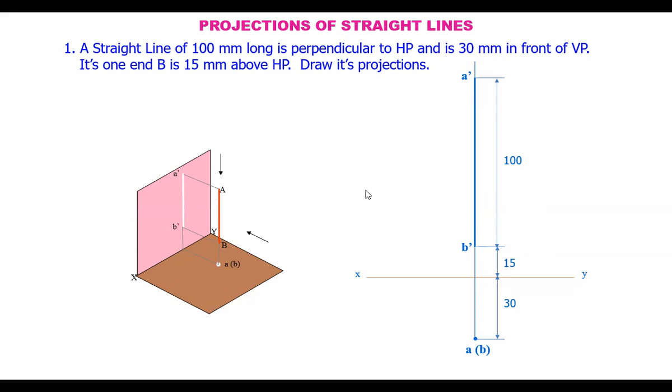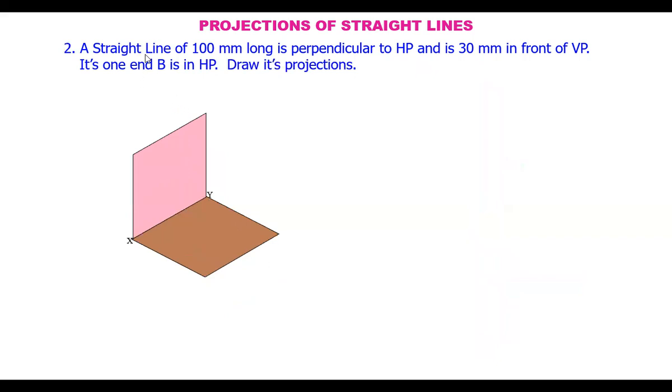Now let's take another straight line, 100 mm long, perpendicular to HP. Again it is perpendicular to HP, 30 mm in front of VP, and one end B is in HP. Earlier the point was above the horizontal plane by some distance, but now the point B is in the horizontal plane itself, and A is away from it. And this distance is of course 30 mm. Now let's draw the projections of this.